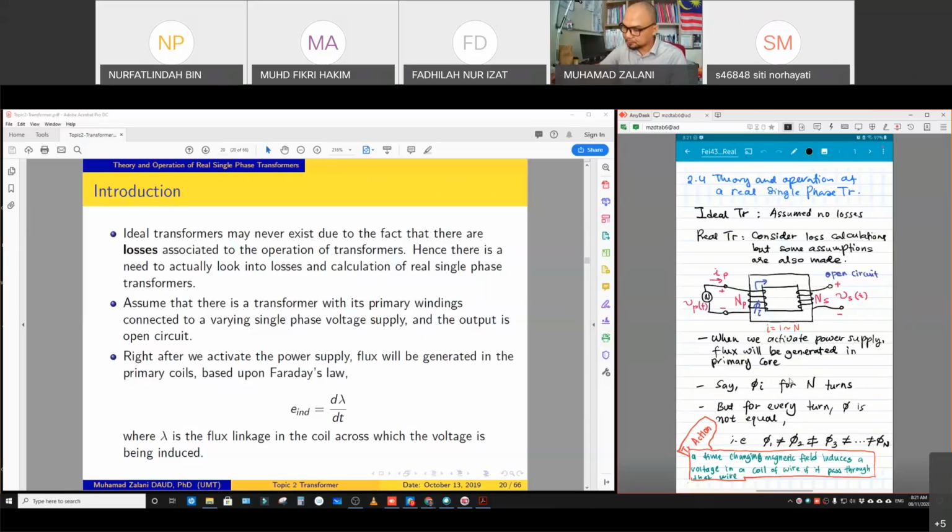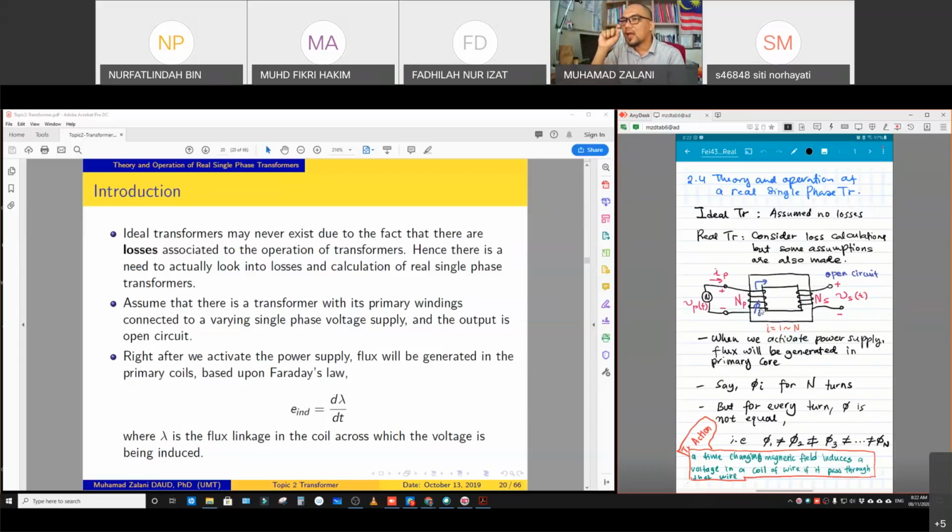meaning that all N number of turns, which is turn number 1, turn number 2, turn number 3, and so forth until N, we assume that all of the flux there is phi, okay, for N number of turns. But for every turn, phi is not equal, meaning that for turn number 1, we have phi, right? But phi for the second turn, which is turn number 2, is not the same as phi at turn number 1. Maybe some other value of phi.